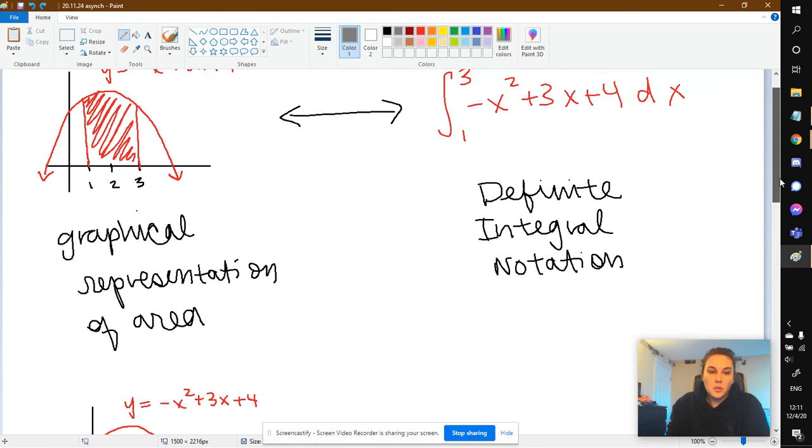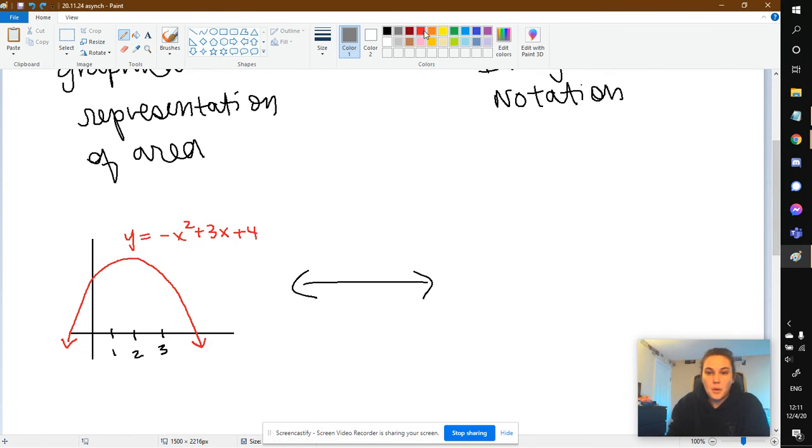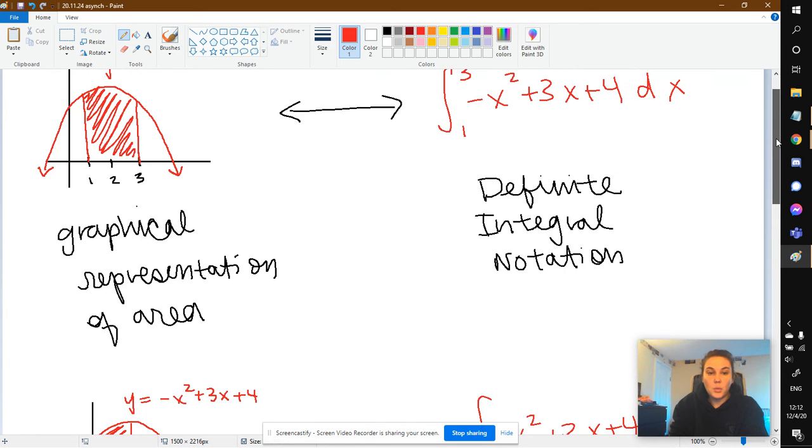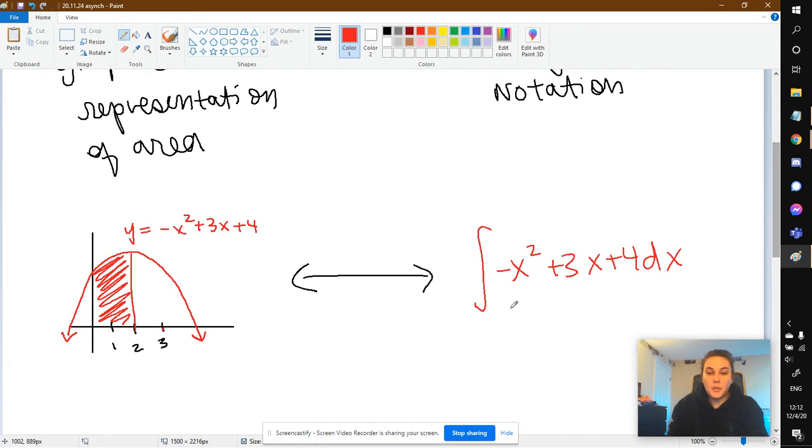Let's do another example. Same function, but we're looking at a different part of the area, say, this part. The integral notation would still be the integral of negative x squared plus 3x plus 4 dx. But now, instead of looking at the part that's between 1 and 3, we care about the part that's between 0 and 2. So our upper and lower bounds now become 0 and 2.